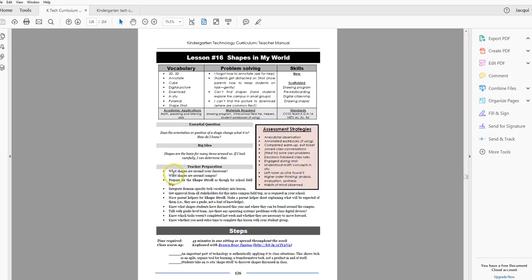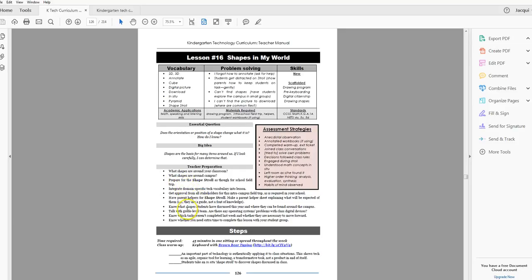Do be aware of what shapes are around the classroom and around campus, so that you can be ready for it. Be ready to point the students in a direction if they need it. And do be prepared with the shapes stroll to view it as a school field trip, which means you have permission of administration, you have enough parent helpers, you've warned anyone where the kids might be involved in other class activities, even unexpectedly, that this is what's going on.